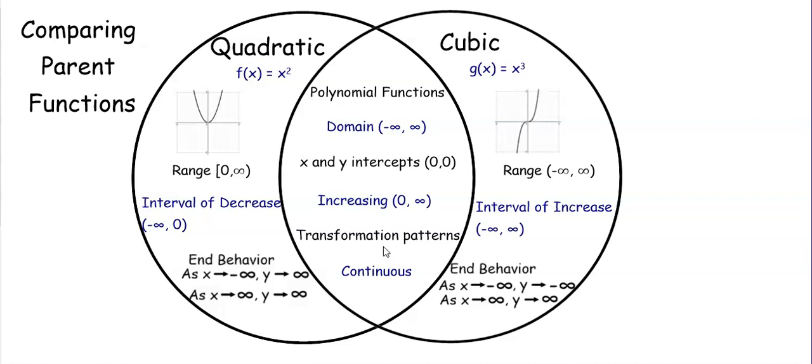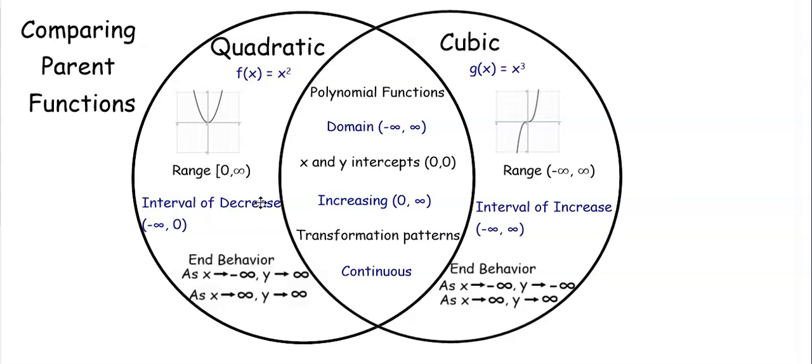They both have the same transformation patterns. In other words, if you add a number to the x, the function will move left. If you subtract a number from the x, you're going to move to the right. Vertical translations and stretches and reflections, they all work the same way. Also, both functions are continuous.